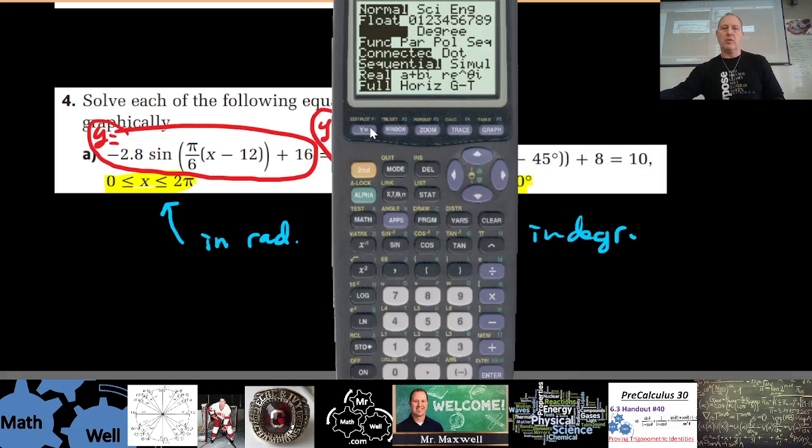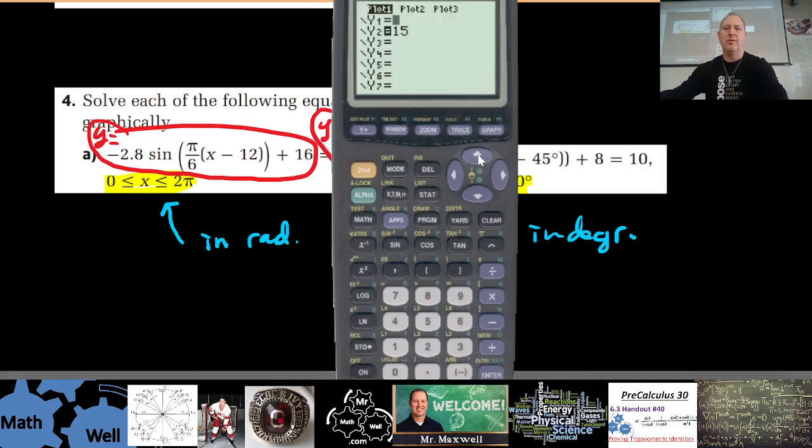I'm going to go to my y equals. The other classes use these calculators, so their plots might be on. Please take your plots off. You might see dots on your screen for no reason, and it might not allow you to graph something. So clear everything else off. Hit the clear button. So let's put this in.